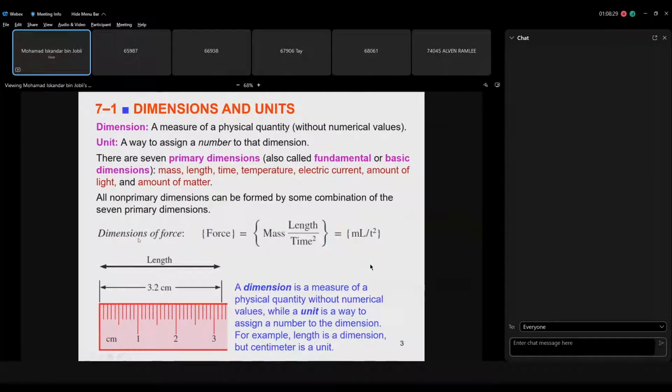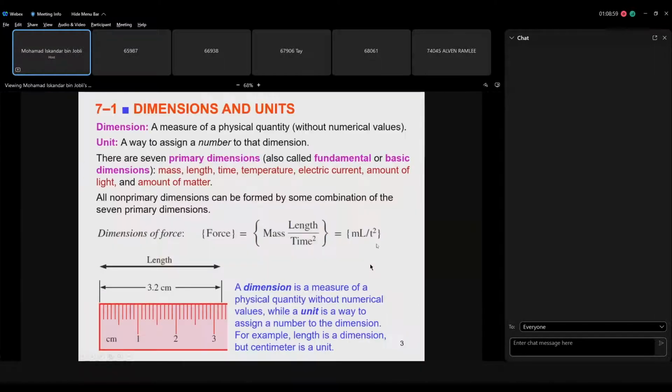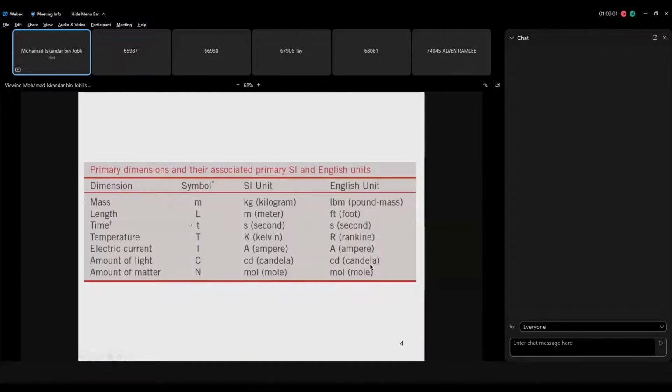Dimensions of force. Force equals ma. They expand the a into length over time square, m, and they write it down in such a way. How did they get this? In the next slide. First, a dimension is the measure of a physical quantity without numerical values, while a unit is a way to assign them. You have length being the primary dimension and the centimeter being the unit. I think it is quite straightforward. How to write them in primary dimensions is just to use this symbol, fellas.